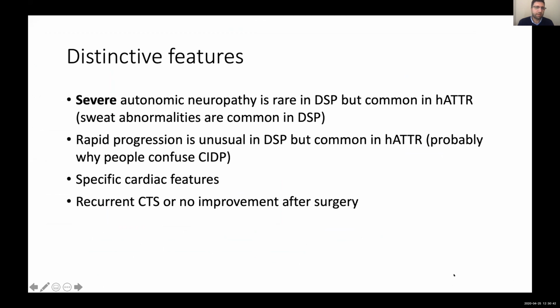However, there are distinctive features for the neuropathy in hATTR. So the autonomic dysfunction, the GI dysfunction, the blood pressure drop when people stand up, these are usually rare in other types of neuropathy. So if you have those, then that is highly suggestive that maybe we're dealing with amyloidosis.